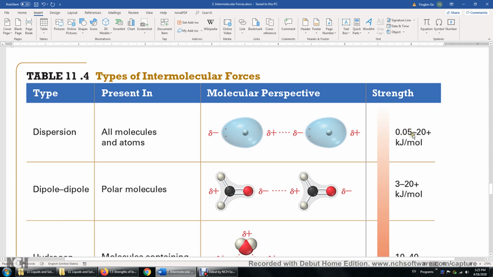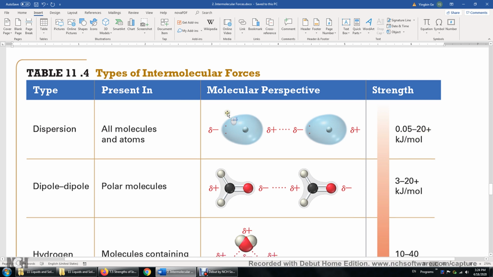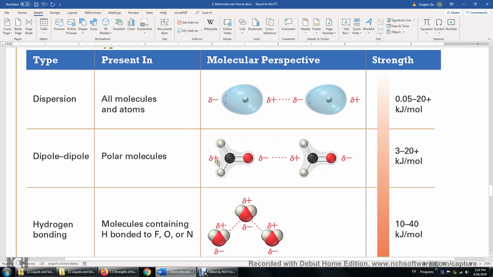0.05, we're talking about two noble gas atoms, in particular helium atoms. 20, you have to have a very large molecule interacting also with a very large molecule to have this much interaction. So for example, if you have, let's say, C20H42, with a very long carbon chain, if it interacts with another C20H42, then likely we'll have this much dispersion, 20 kilojoule per mole. Dipole-dipole. We're looking at this molecule.